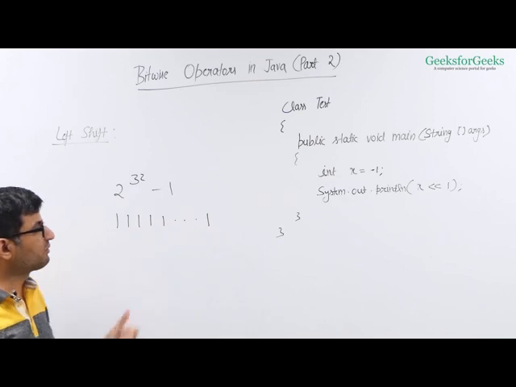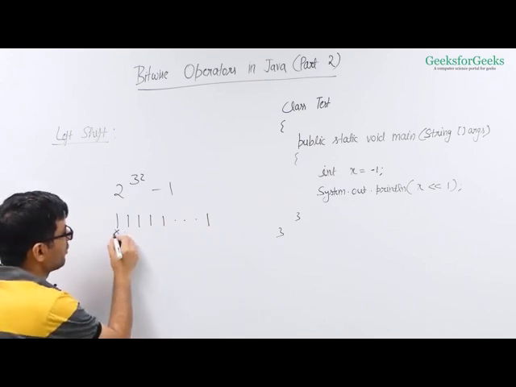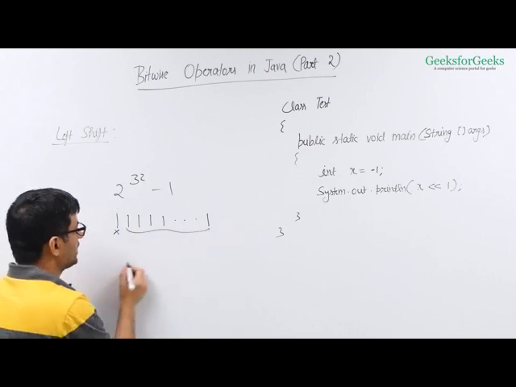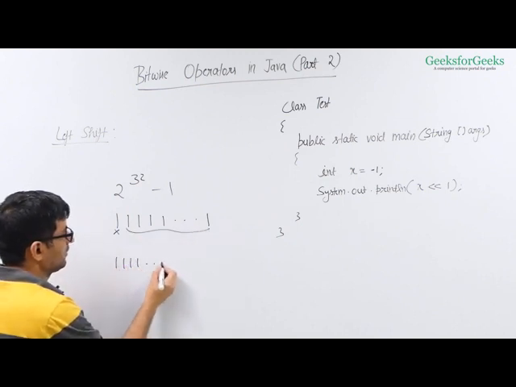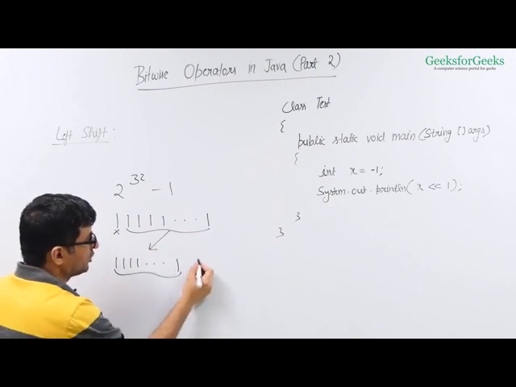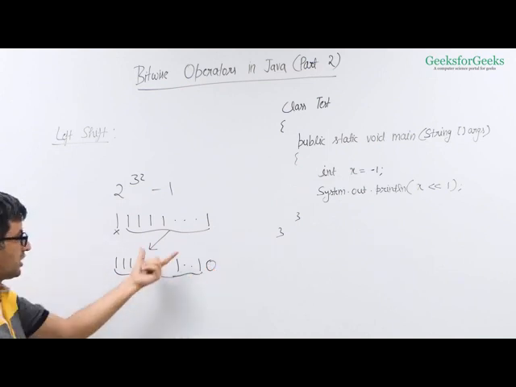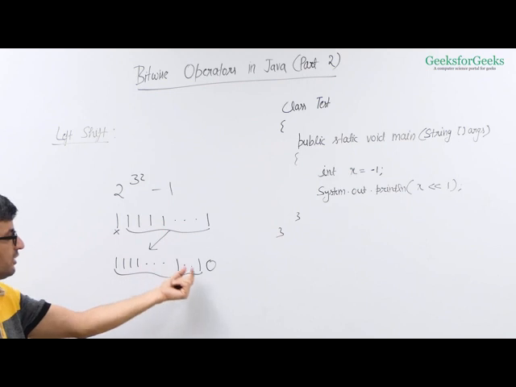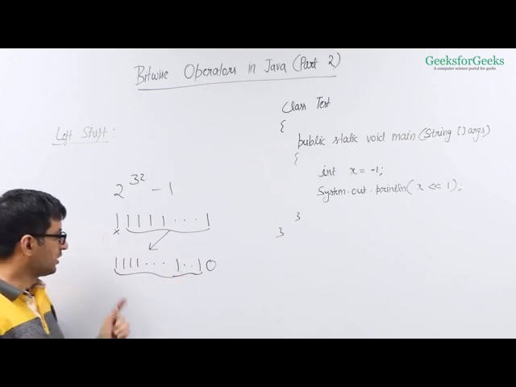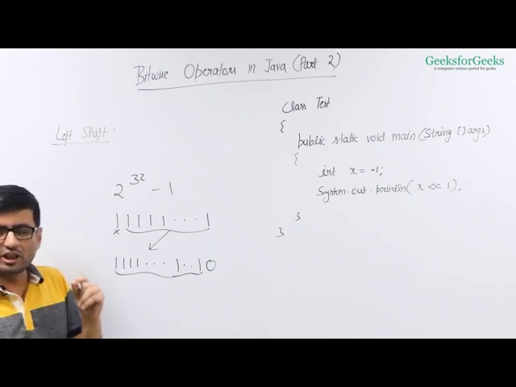Now if you left shift by 1, what will happen? You will have this bit ignored and these 31 bits will move here. Right? Now you will have 31 bits and then you will have a 0 at the end. So these 31 bits are moved here and then you have a 0 and the leading 1 is ignored. You still have a 1 on the left side, so it's still a negative number.